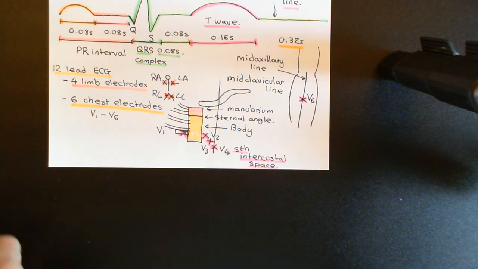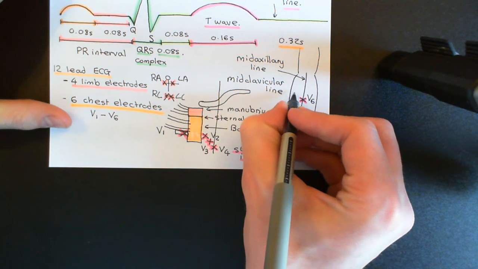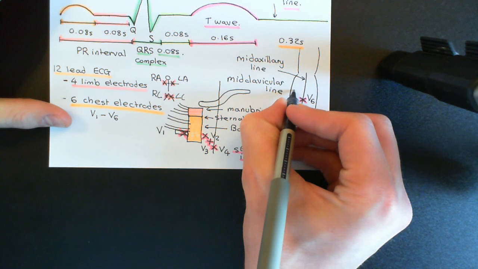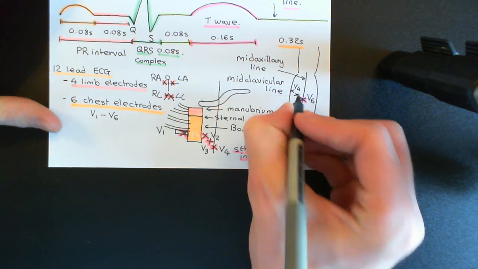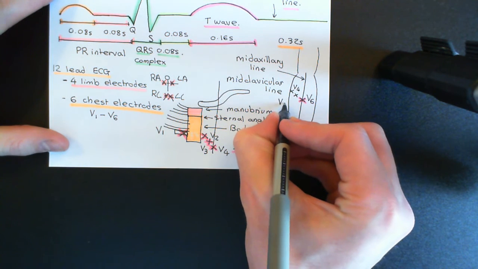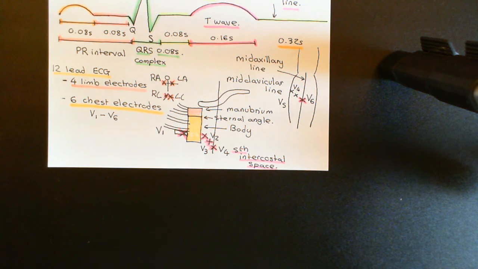Then finally, to position V5, what you'll do is you'll put V5 in between V4 and V6. So let's say V4 is over here on our picture. What you'll then do is you'll position V5 so that it is in between V4 and V6. Okay, so that's how you put all of the chest electrodes onto the chest wall.